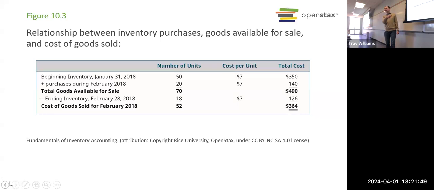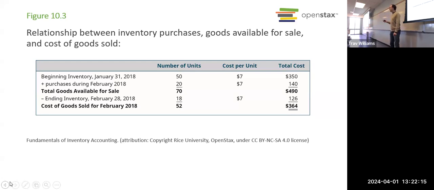So we see we started with $350 worth of inventory. We bought another $140 worth. Then we had $126 worth left over. That means the cost of what we sold is $364. That formula you're going to see over and over in this chapter. Okay, both the units and the costs.